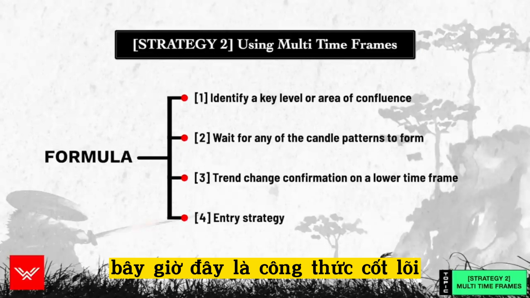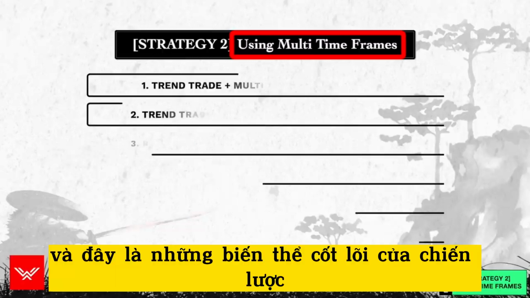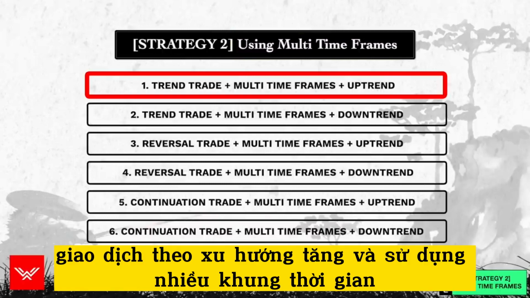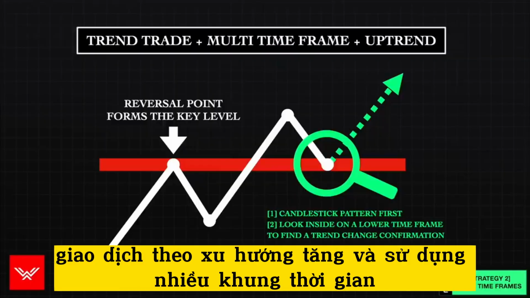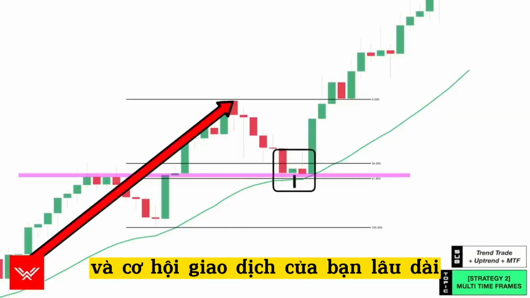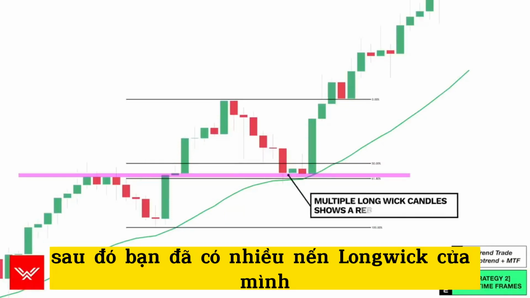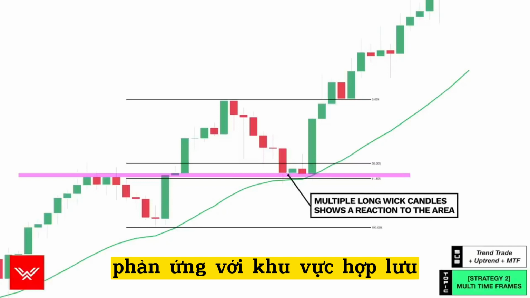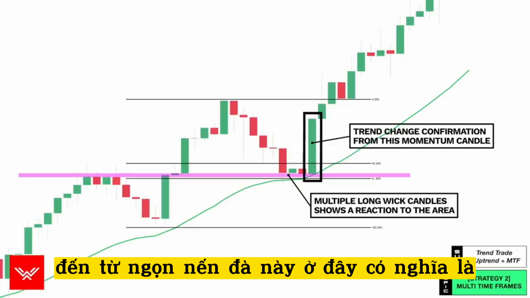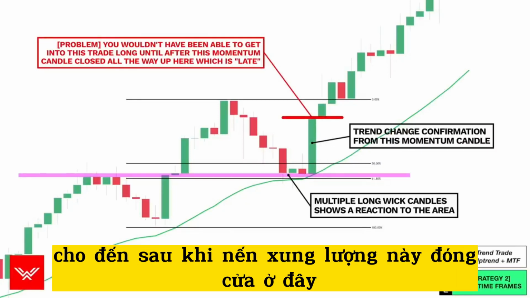Now here's the core formula, combined with the use of multi-time frames. And here are the core variations of the strategy. So starting with the first, which is a trend trade in an uptrend using multi-time frames. So again, you had your uptrend and your trade opportunity long at this area of confluence here. You then had your multiple long wick candles reacting to the area of confluence. Now, the trend change confirmation came from this momentum candle here, meaning you wouldn't have been able to get into this trade long until after this momentum candle closed up here.